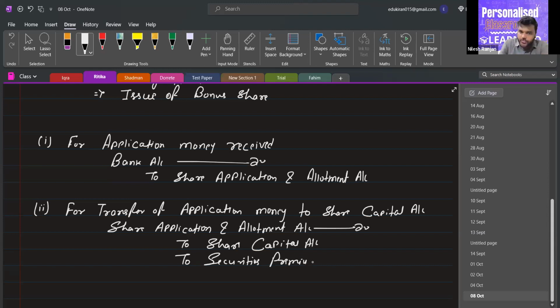Securities premium reserve account. So this is our journal entry. Now, why is the securities premium reserve account credited here? Because it is a capital nature profit, and as per the nominal account rule, profit is written on the credit side. Yes, sir. So this is our journal entry for the lump sum method.